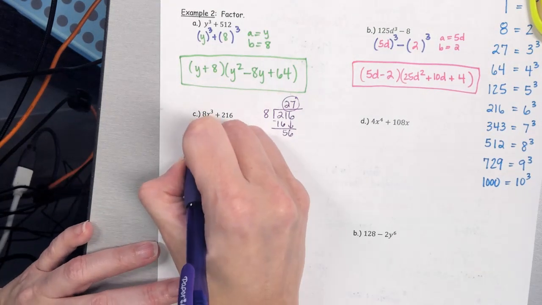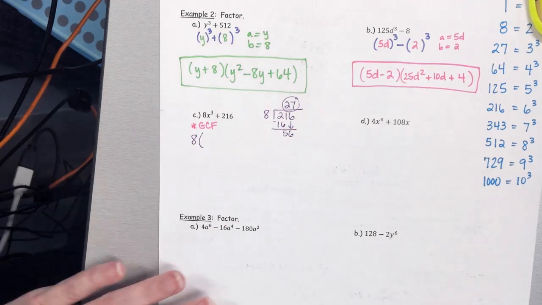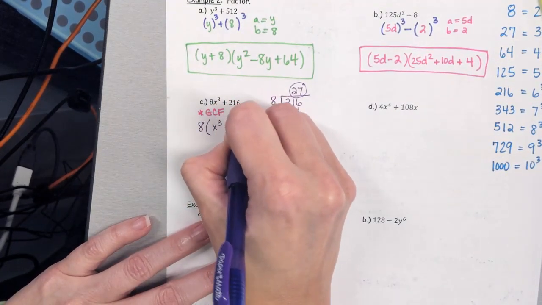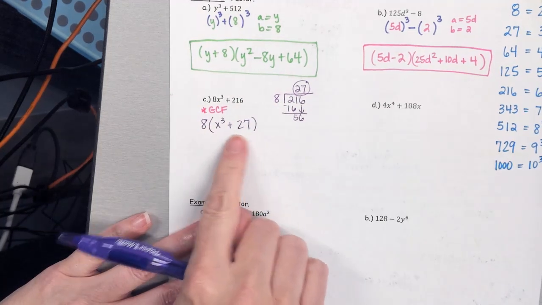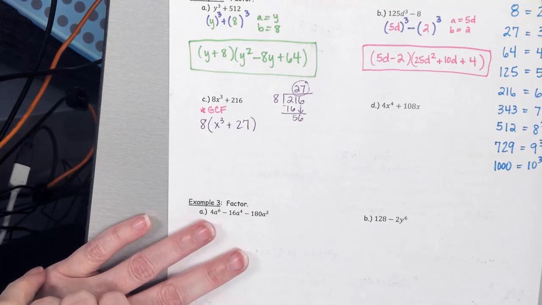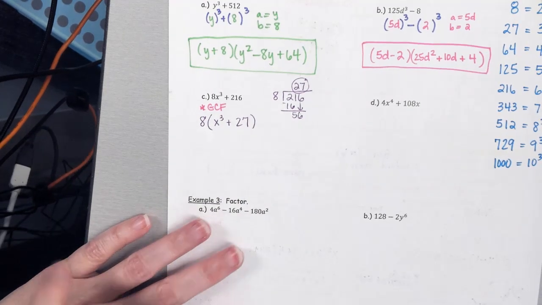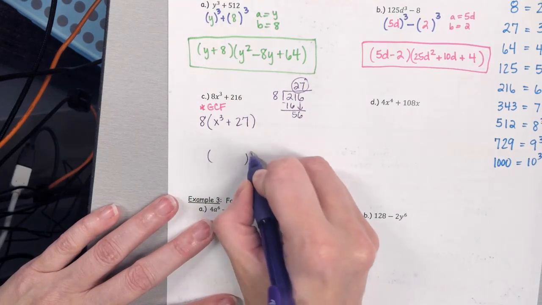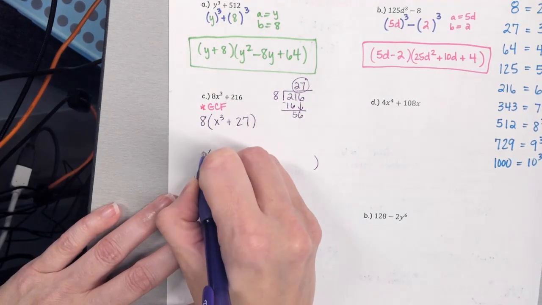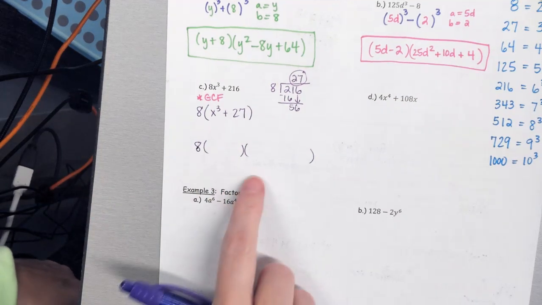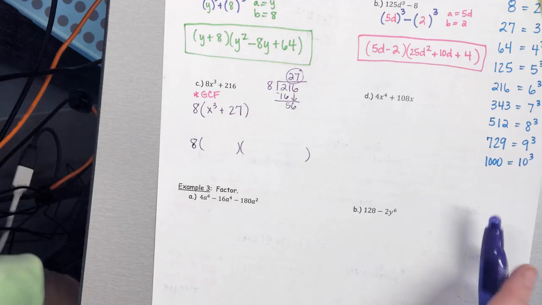So if we take out 8, we're going to be left with x cubed plus 27. And then do you see once we take that out, now we have the sum of 2 cubes. We have the cube here and the cube here. So I want you guys to follow the pattern, and then your GCF just lives in front there. Okay, so I want you to practice the pattern. I'll come around and check that, and then you can go to D.